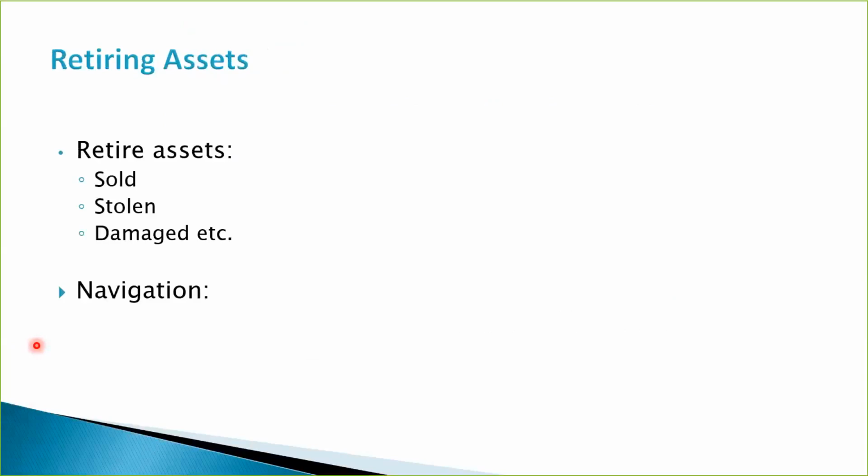So we retire assets for various reasons. One of them is that we could have sold them, they could have been stolen, they could have been damaged, they could have reached their end of useful life, which perhaps should have been their first reason there. But we can be forced to take our assets off the books for any of these reasons. So the navigation is that we go to the asset workbench if we want to retire an asset.